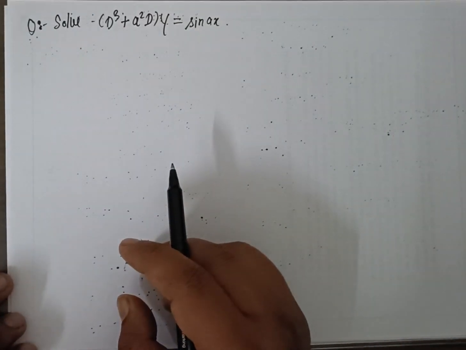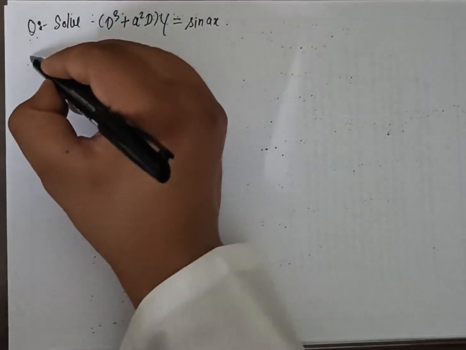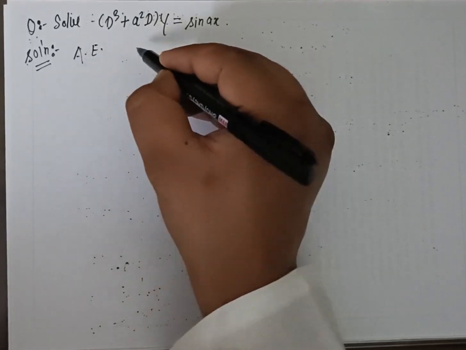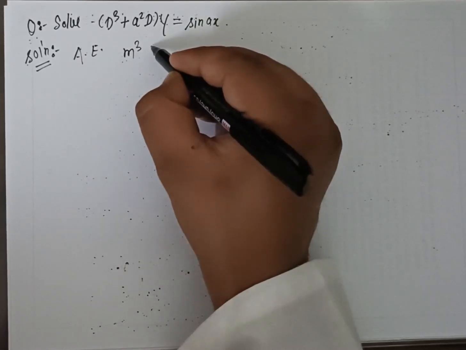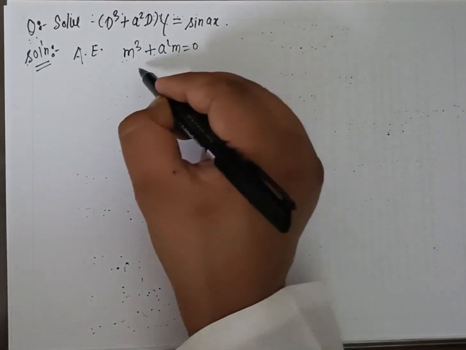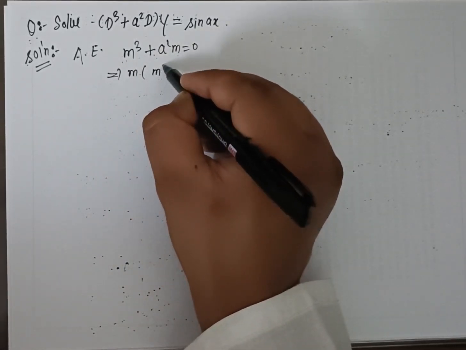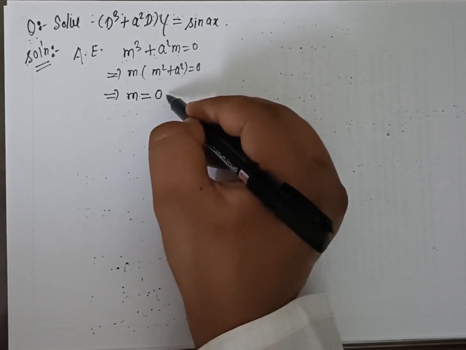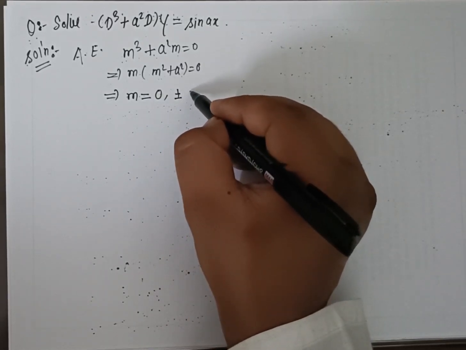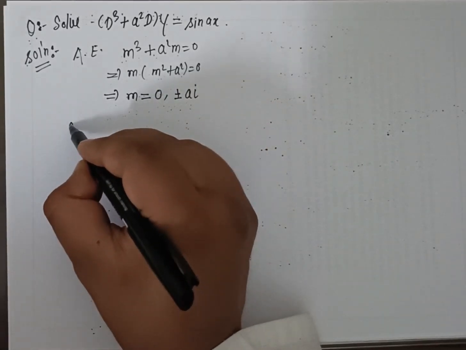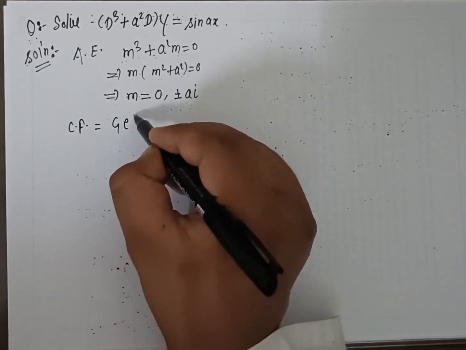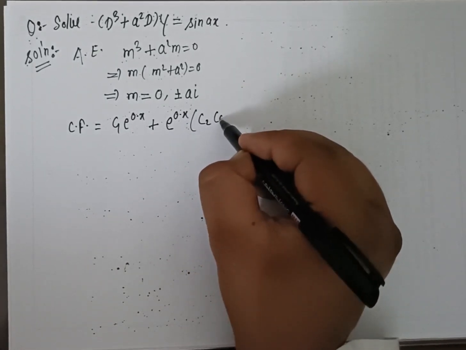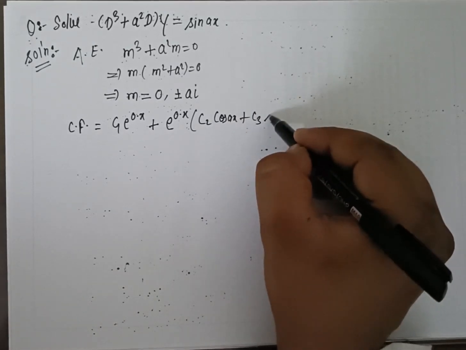Now we solve this question, okay, with a simple theory. Now first we try to find out the complementary function, and for the complementary function we require here to find the auxiliary equation, and the auxiliary equation will be decided by m to the power 3 plus a square m equals 0. So we have here m common, so you can write here m square plus a square equals 0. So you have here three roots, or three values of m equals 0 and plus minus a iota. Okay, so you have the complementary function as c1 e to the power 0 into x and plus c2 cos ax and plus c3 sine ax.